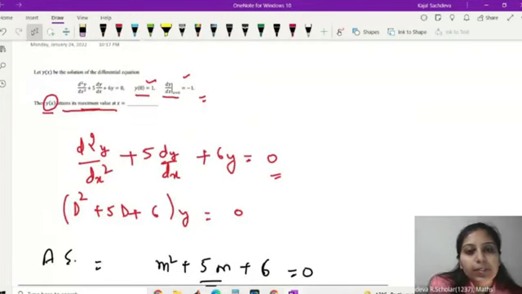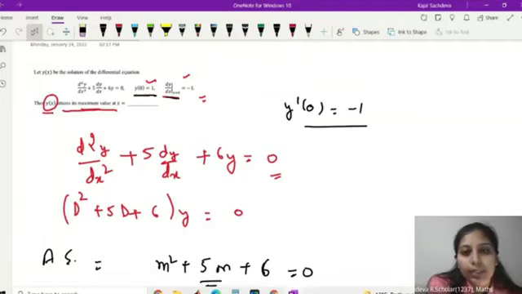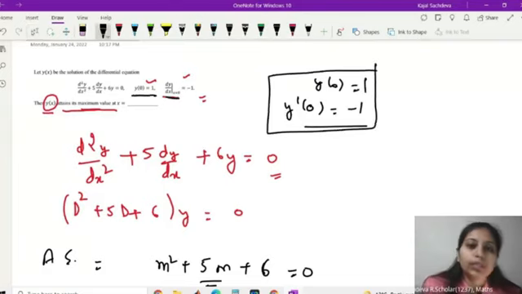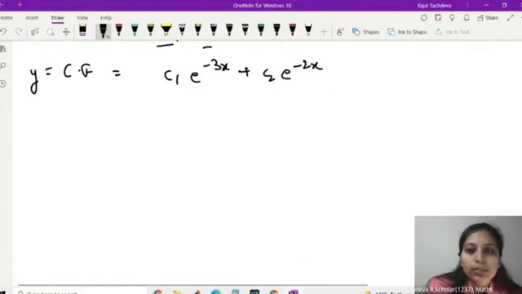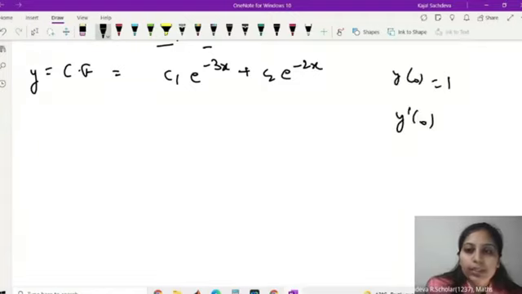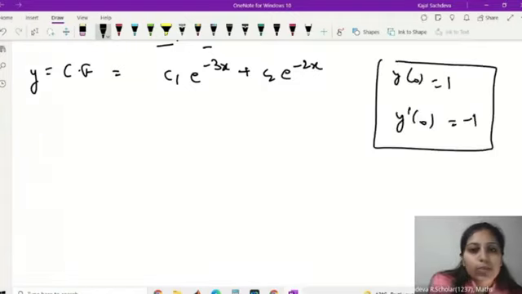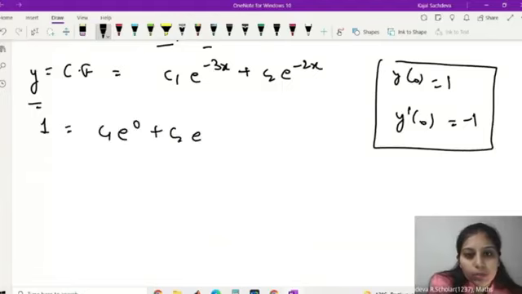Also the given conditions are y(0) is equal to 1 and y dash 0 is equal to minus 1. So y(0) is equal to 1, and y dash 0, the derivative at x is equal to 0, is equal to minus 1. So just put these values. Firstly y(0) is equal to 1, so y is equal to 1 when x is equal to 0. It will become C1 plus C2 is equal to 1.